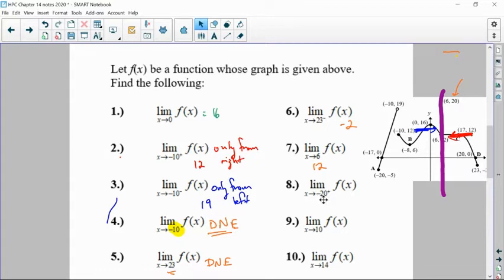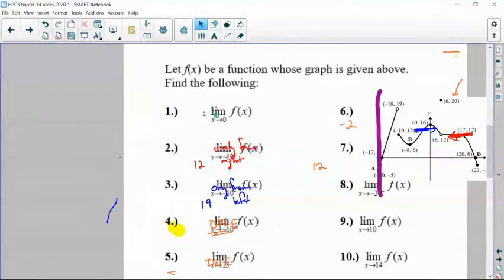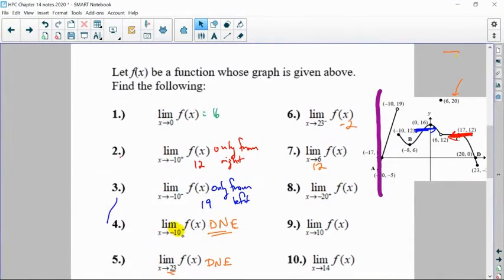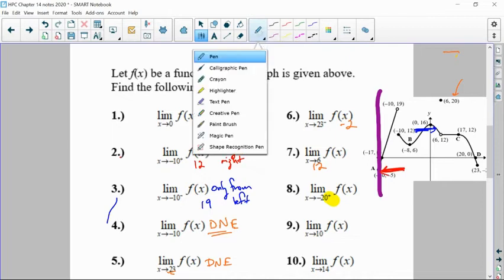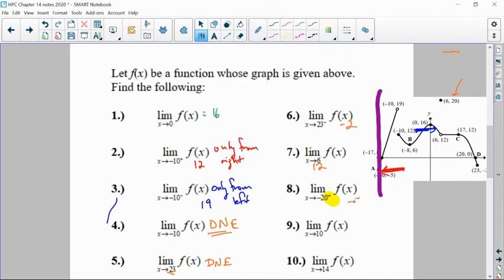Okay, negative 20 from the right. So here's negative 20. And remember, this positive sign here, there it is, means just from the right. So I'm going just from the right, from the right, from the right, negative 20, and it approaches negative 5. The y values are getting closer and closer to negative 5.